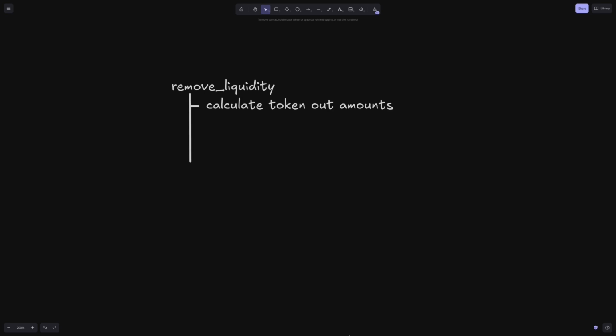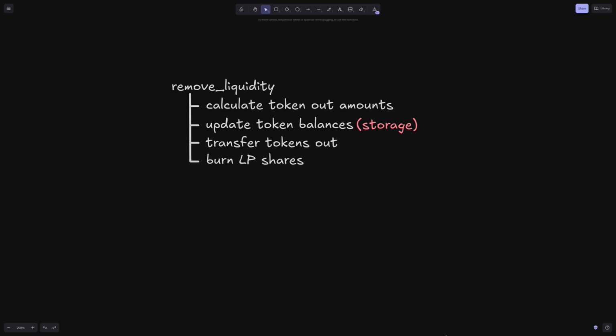First, they will calculate the amount of tokens to send back to the user. Next, they will update the state variables that keep track of the token balances, and then transfer the tokens out, and then burn the amount of LP shares that the user specified.